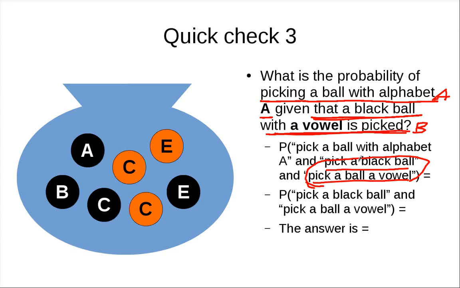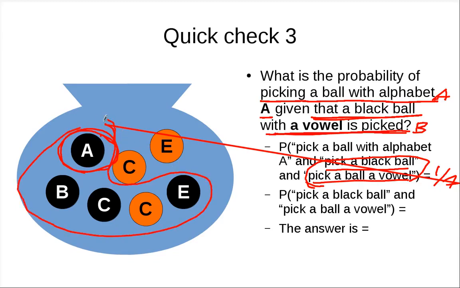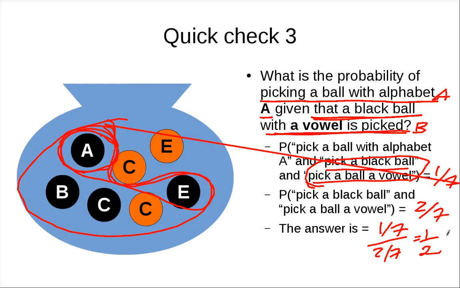So what are these probabilities? Pick a ball with alphabet A, and a black ball and a ball with a vowel. It's just this one, A, so it's 1/7. And what is the probability of picking a black ball? A black ball with a vowel is only A and E, right? So it's 2/7. So you get 1/7 over 2/7, so that's 1/2. All right.